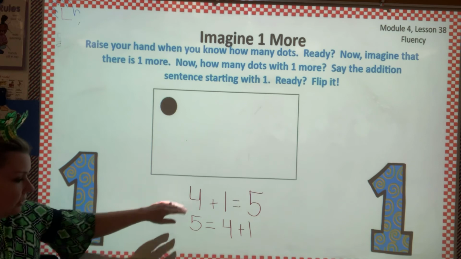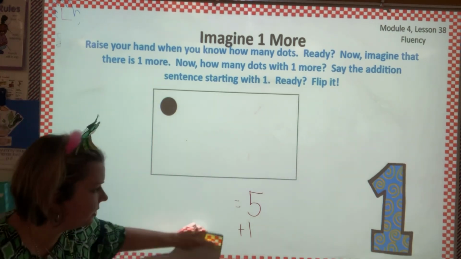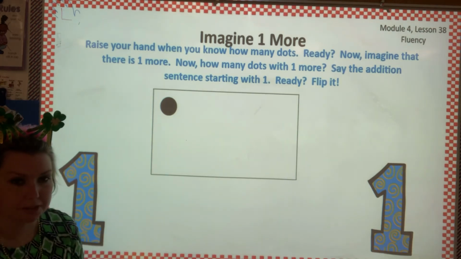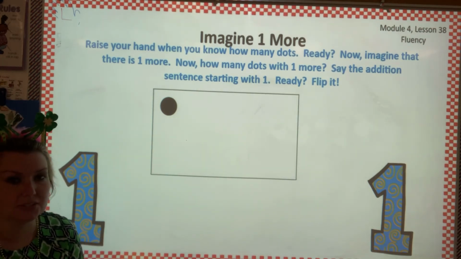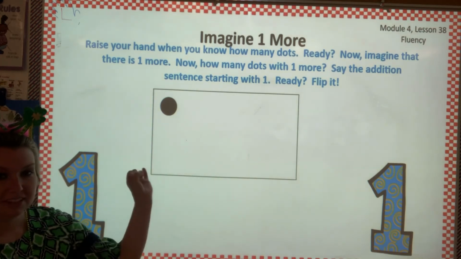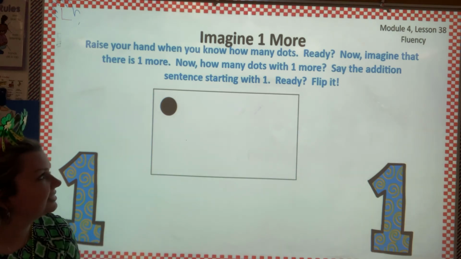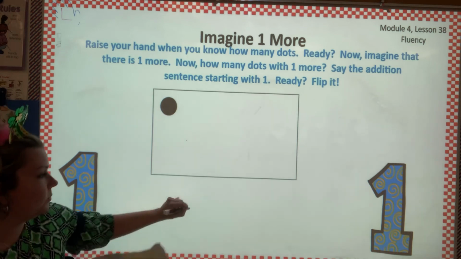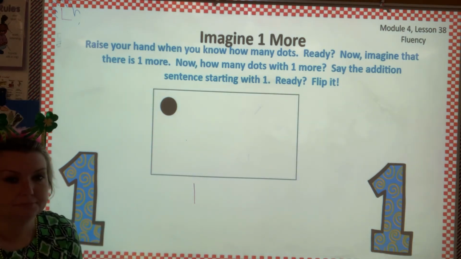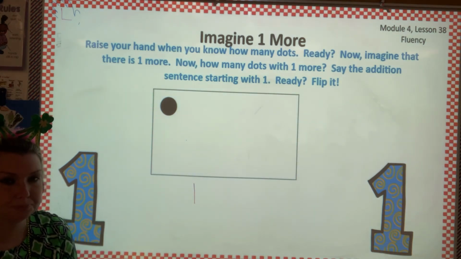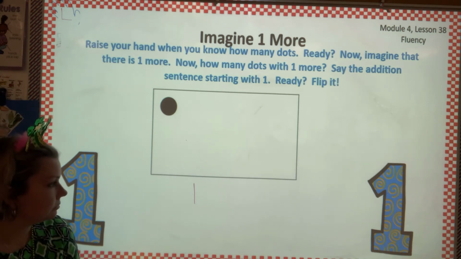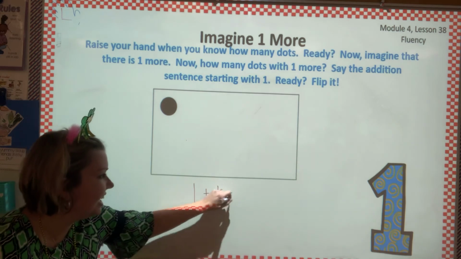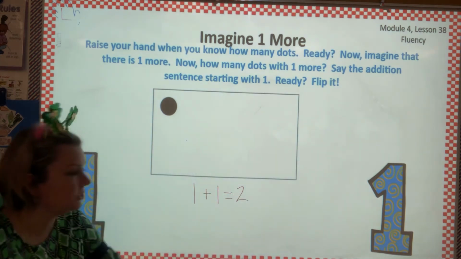Let's take a look here. Ooh. Raise your hand when you know how many dots. Now imagine one more. Show me how many dots there are now. 2. Say the addition sentence starting with 1. Nicole? 1 plus 1 equals 2. Excellent. 1 plus 1 equals 2.